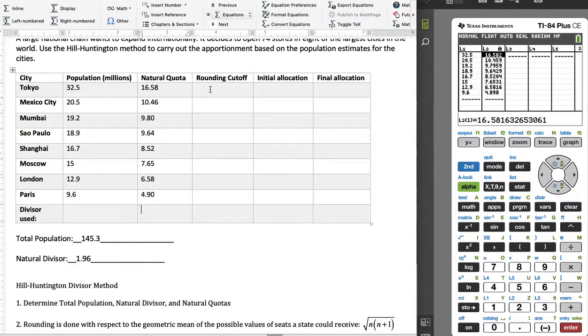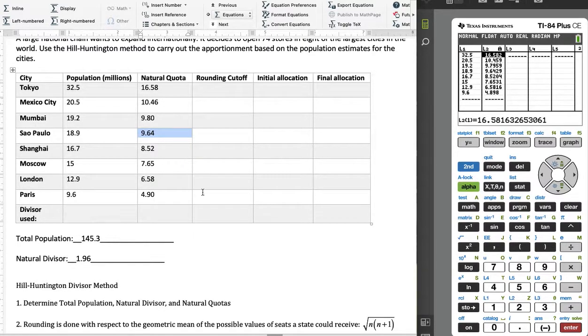Now here, our rounding cutoff. With Jefferson, we would take 16.58 and just round it down. With Webster, we would take that and round up because it's above 0.5. 10.46, under Jefferson, we would round down because with Jefferson we always round down, and Webster we would round down for this as well because it is less than 0.5. 9.8 would go down for Jefferson, up for Webster. 9.64 would go down for Jefferson, up for Webster, and so forth.